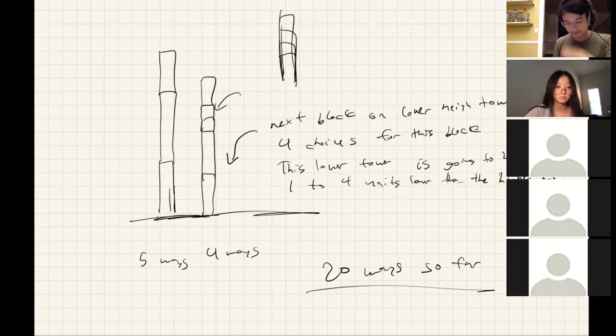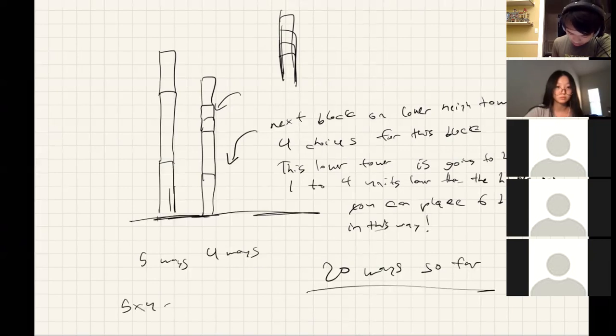So in this way, you can place 6 blocks. There's 4 choices for each block, so times 4 to the power of 6. So you place 6 blocks in this way, and now you just have one last block to place.